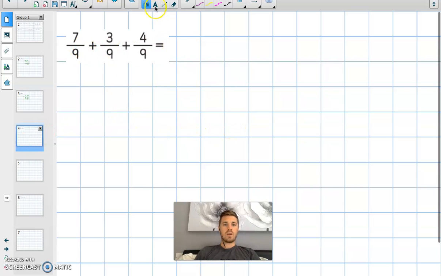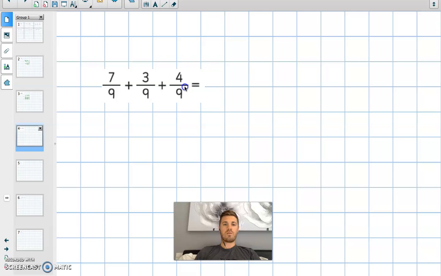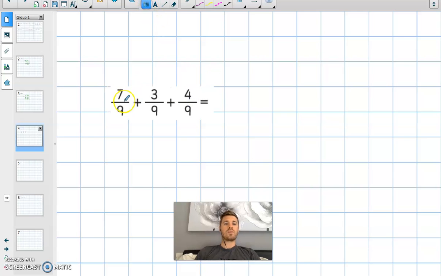Question number 3, you're adding these 3 fractions together. Now they've all got the same denominator, so we can go ahead and add them. So we add up all of these numerators. So 7 plus 3 is 10, and then 10 plus 4 is 14. So you're left with 14 over 9 because the denominator stays the same. Now what we're left with is an improper fraction.